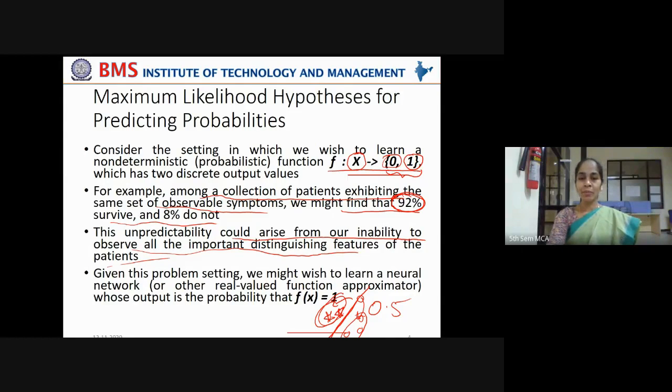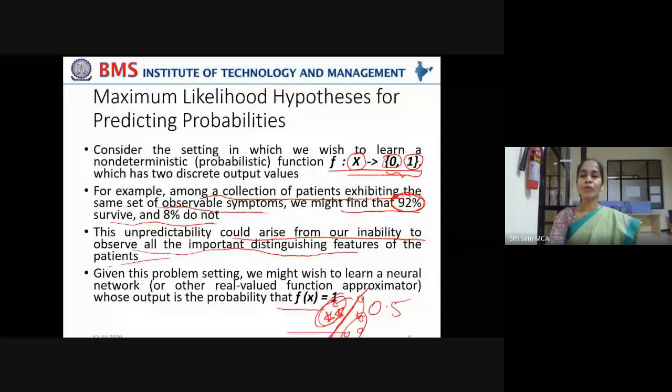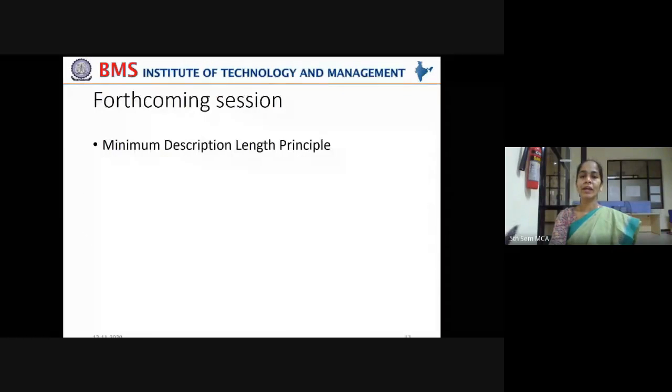Now, given this problem setting, given that there is uncertainty in prediction of something, we might wish to learn a neural network, or you can take any other model like linear regression, ridge regression, as I said, whose output is the probability that f of x equals 1.